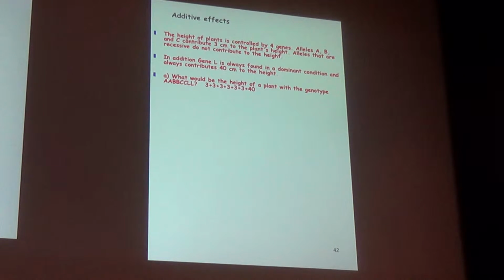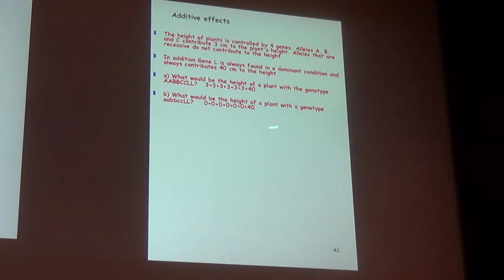As long as you have big L, you get 40 centimeters. It doesn't matter if you have 2 copies of big L or 1 copy of big L. You're going to get 40 centimeters. There's your 40. And then I said each allele of the A, B, and C gene adds 3 centimeters. So since you're homozygous AA, you'll be 3 plus 3. Homozygous big B, 3 plus 3. Homozygous big C, 3 plus 3. So this is an additive effect. So the total height of the plant will basically be, in effect, whatever that is.